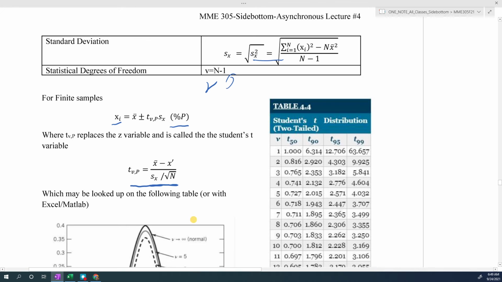We can look up our t value in the table on the right-hand side here. If we know the number of degrees of freedom, we can look up our t for the desired probability that we're interested in.